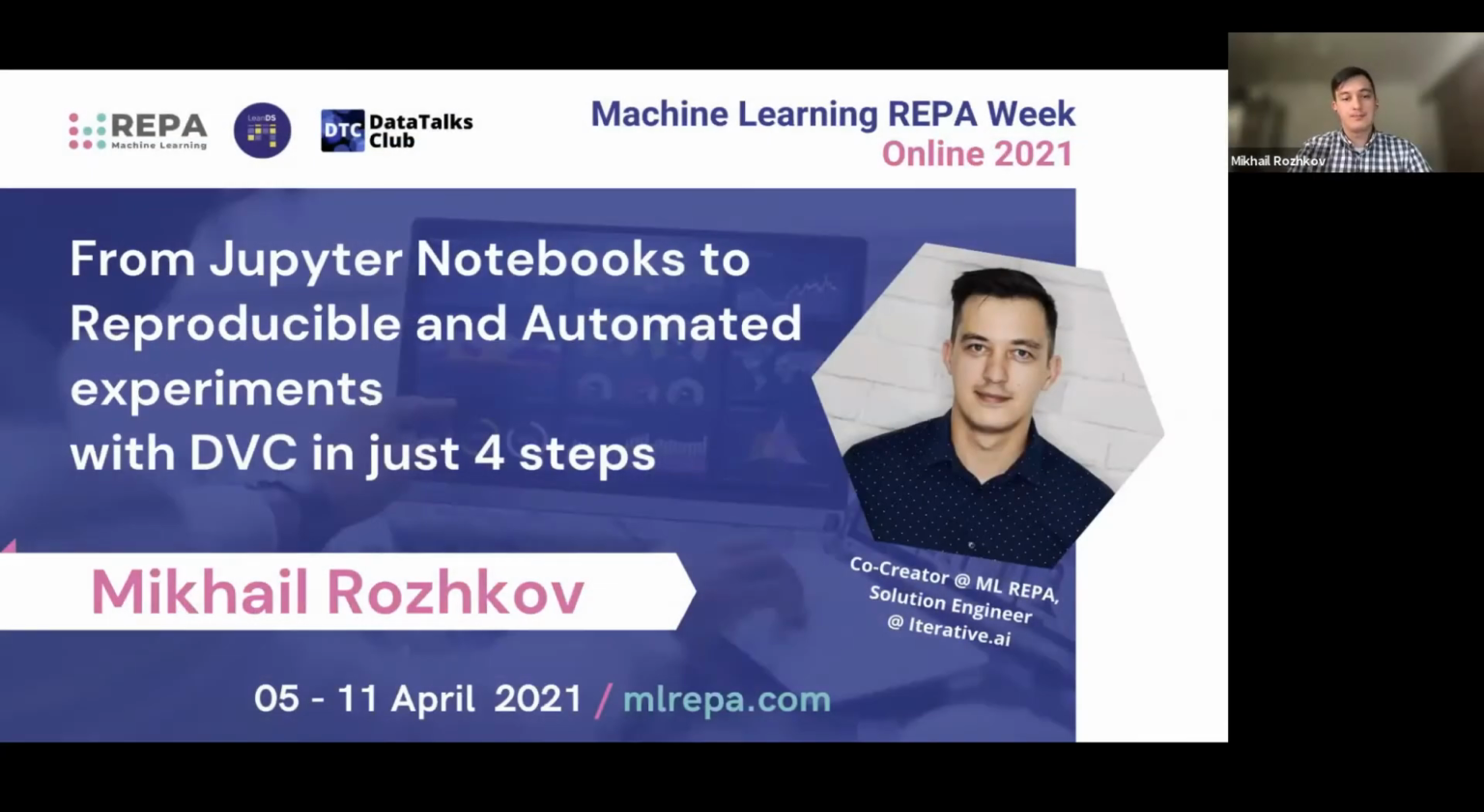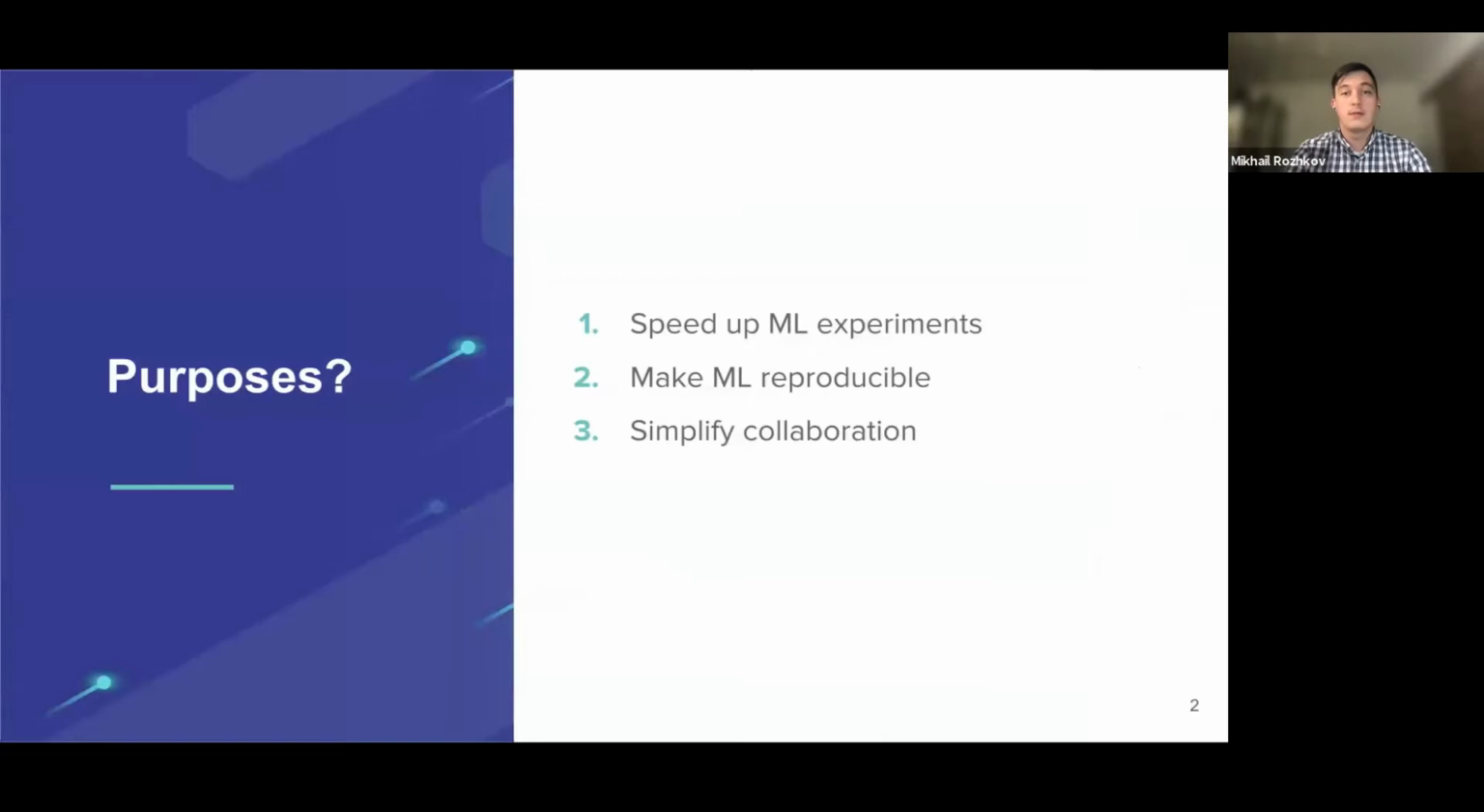Let's talk about how to continue to work with Jupyter Notebook and make your machine learning experiments reproducible and automated with DVC. We'll talk about how DVC can help, how to switch from Jupyter Notebook to Python code and run it in a terminal, or how to use both of these tools. The purpose of this presentation and this approach is to speed up your machine learning experiments, make your machine learning experiments and pipelines reproducible, and simplify collaboration in your team and project.